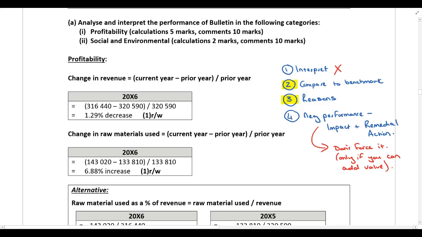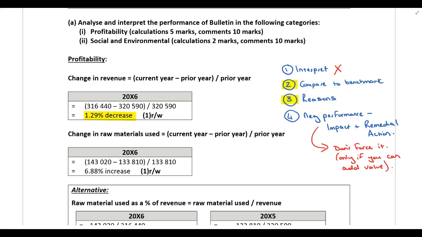First, you should have calculated the change or the movement in revenue. And you should have calculated that revenue has decreased by 1.29% from the prior year to the current year. So, first we need to compare that to a benchmark. Now, already we're comparing the prior year to the current year. We can see that revenue has dropped from the prior year to the current year. So that's the benchmark that we're comparing this to.